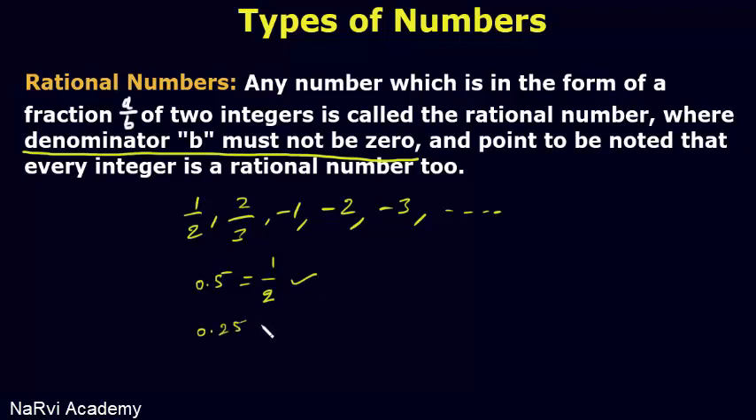0.25 can also be written as 1 by 4. So it is also a rational number. So all the numbers which you can write in the form of a by b are the rational numbers.